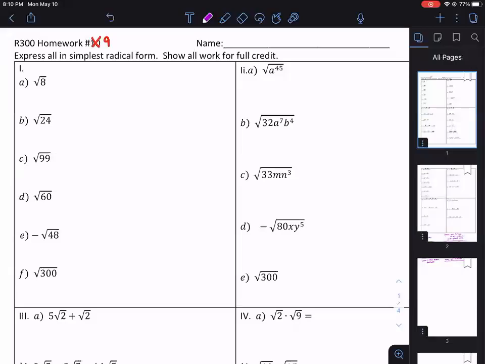This time, and we're gonna rock and roll. So again, section number 1, I'll start right away. When we're simplifying our radicals, we're gonna always look for the perfect square that divides in evenly.